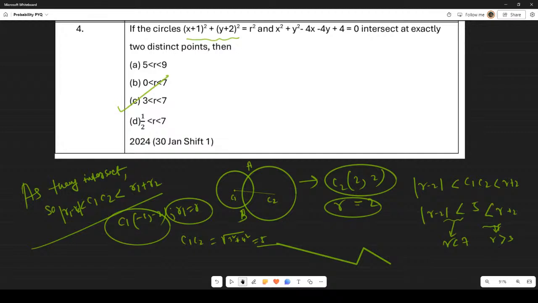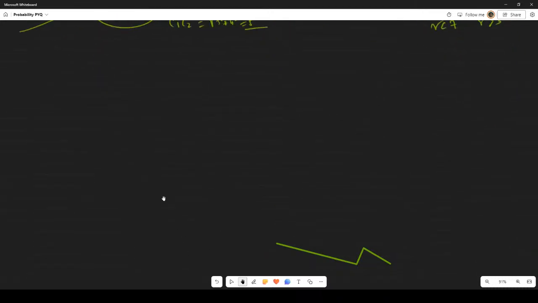Number 4 we have done. Number 5 from the worksheet. This came in 2024, 31st January, shift 1. Circle, ellipse, parabola for JEE Main varies. A certain percentage of marks will always be there, so be careful, so that these marks don't slip away.